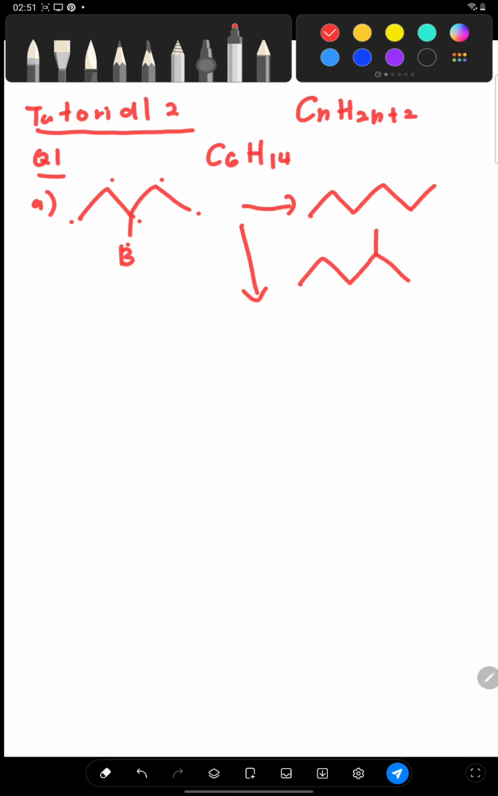In order to check whether the constitutional isomer that you suggest is correct or not, you can give a name to the isomer. If the names are different from each other, then your answer is correct. 1, 2, 3, 4, 5, 6, so the answer is hexane. Here is 1, 2, 3, 4, 5, 2-methylpentane.